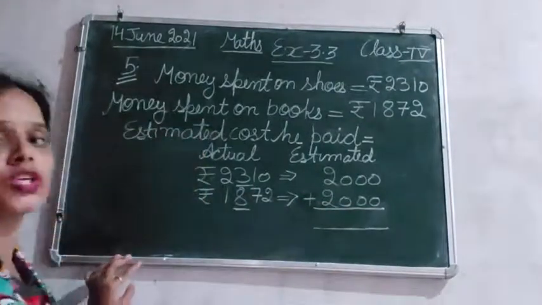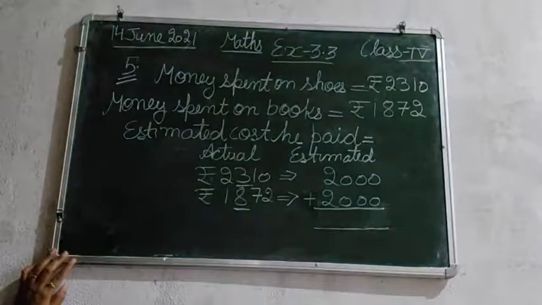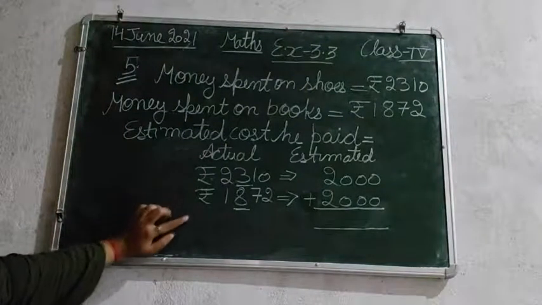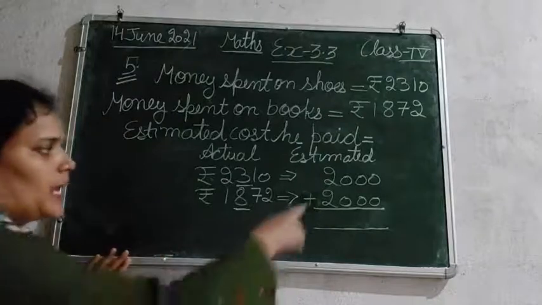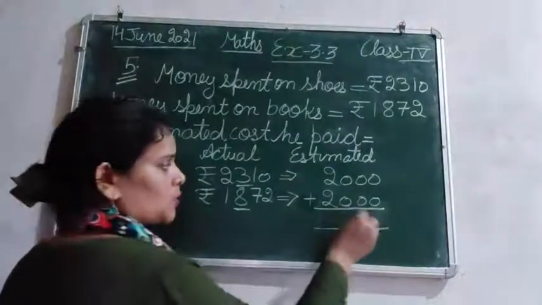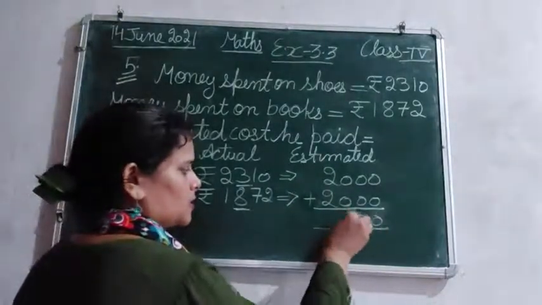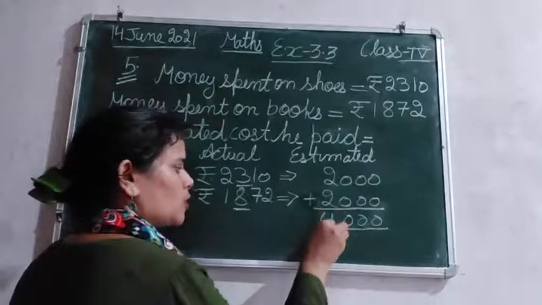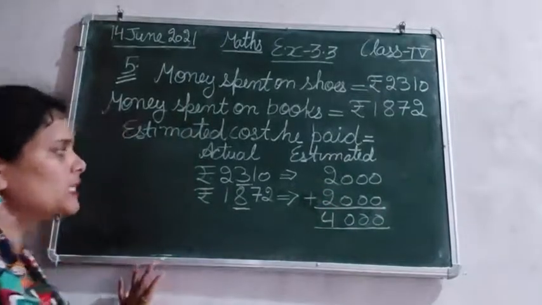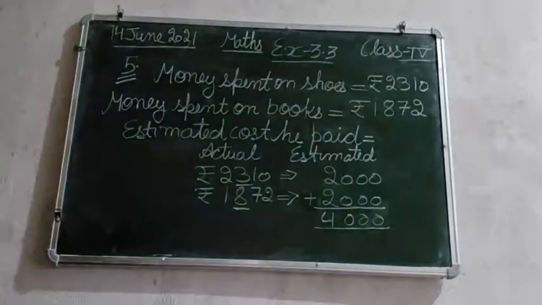अगर उन्होंने पूछा होता कि आपको एक्चुअल भी ढूंढनी है, तो हम इसको एक्चुअल वाले को भी ऐड करते, बट उन्होंने सिर्फ हमसे एस्टिमेटेड मांगा है, सो वी विल ऐड दी एस्टिमेटेड ओनली. सो 0 0 एंड 0, 2 + 2 4. सो दिस इज द एस्टिमेटेड कॉस्ट दैट ही हैड टू पे.